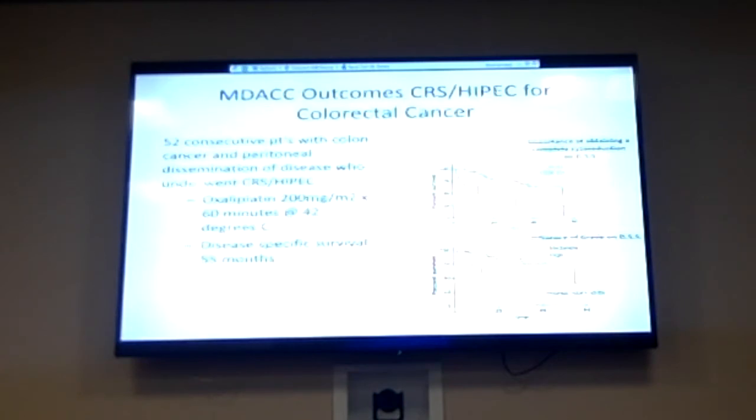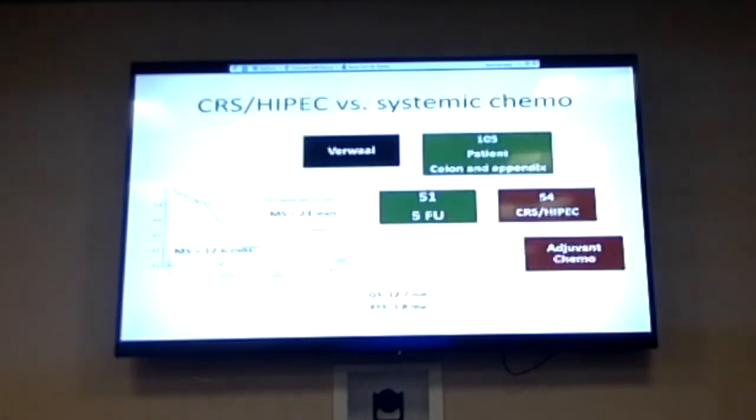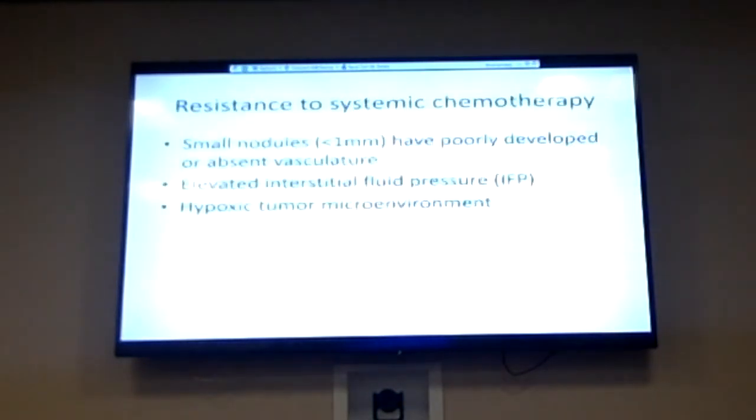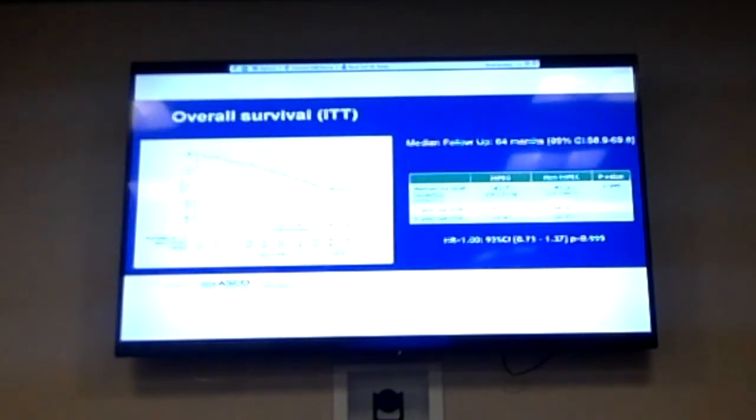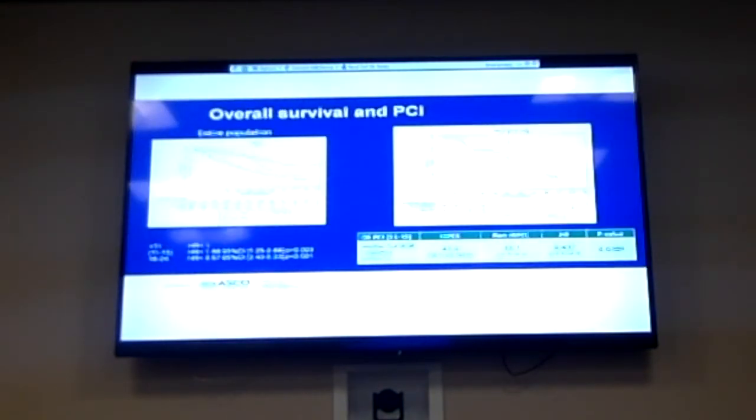And it makes sense, right? You think low volume disease is truly just a local failure, probably. And then high volume disease is just a failure of everything. They're not going to do well no matter what you do. But that mid-range is maybe a field defect in some way, that some of the peritoneal cavity is involved, and it makes sense to consider doing this.